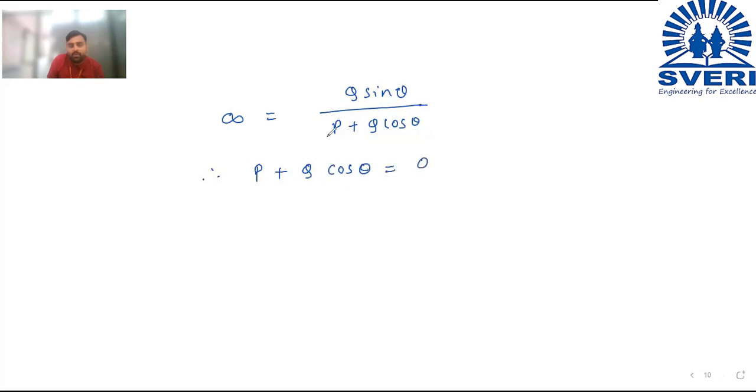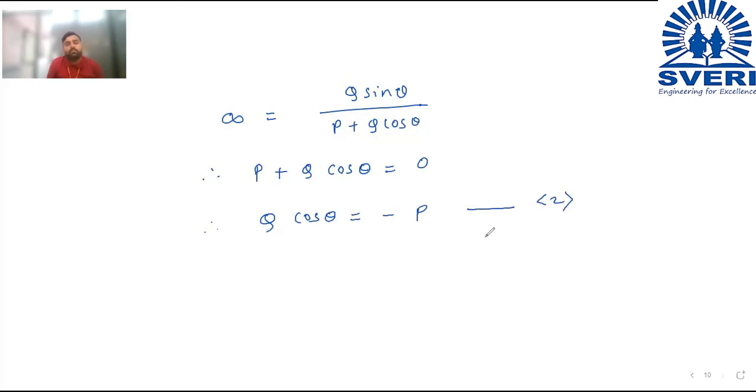Okay, so I will write here once again. So now infinity we are getting the answer. Here it is q sine theta divided by p plus q cos theta. So now when do we get infinity as the answer? When our denominator is 0. So therefore we can equate p plus q cos theta is equal to 0. Now if I send the p to that side, then I will get q cos theta is equal to minus p. So this is my equation number 2.